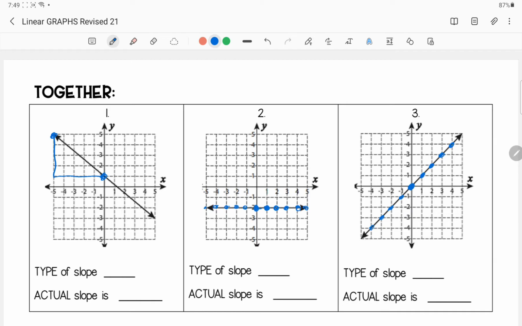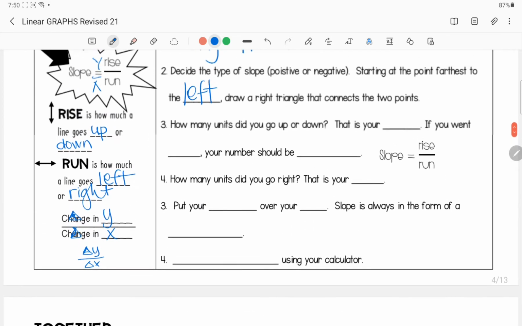I knew this was a negative slope because, again, it started on my left, and following that line, it's going down. So this is a negative slope. So the type of slope is negative. And then my actual slope is what we're going to find. Our actual slope is our y over our x. So how far did we change in our y's and x's?